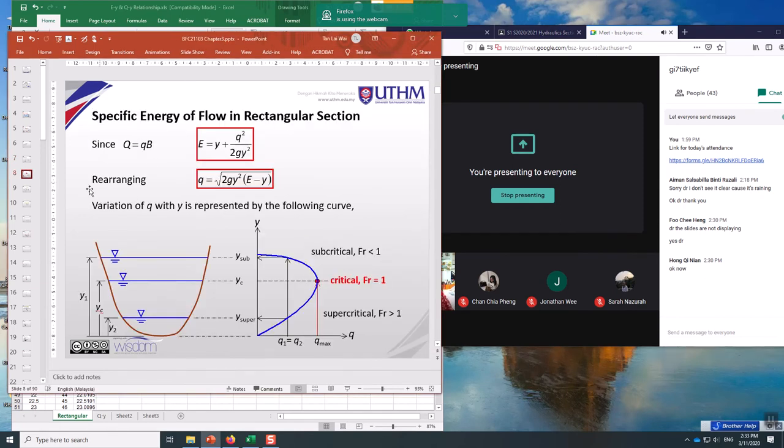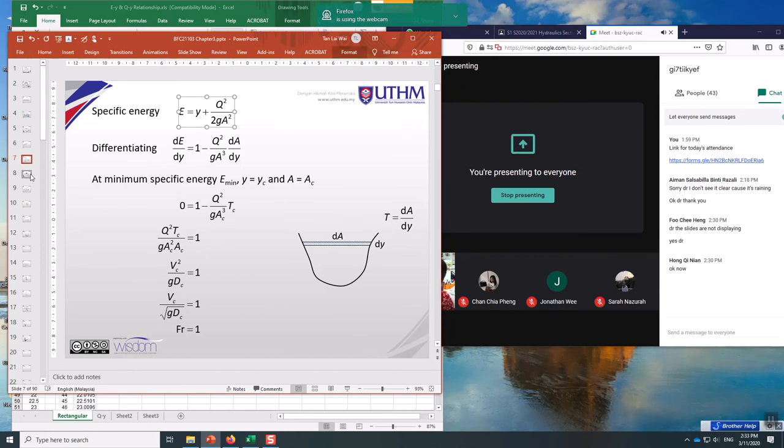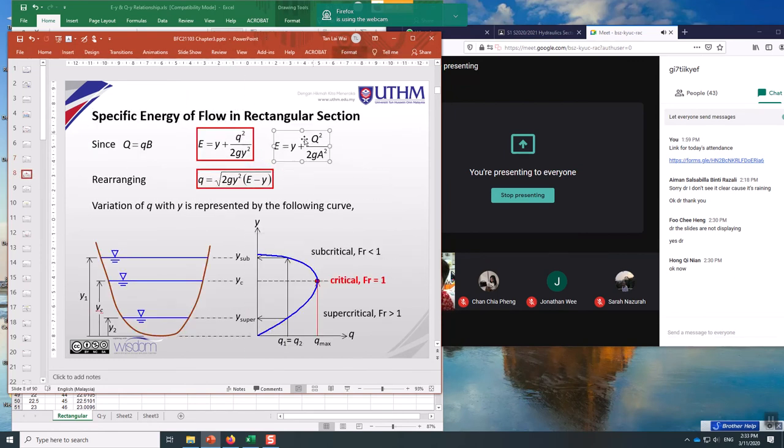Now I could rewrite this expression here, but this only applies in chapter 2. We have already learned about discharge per unit width, which I mentioned only applies for rectangular sections. So for a rectangular section, I can replace with discharge per unit width, but my A becomes y, because discharge per unit width, lowercase q, is my flow rate divided by B. The same thing here, I divide the denominator and numerator by B. So I have this expression here.